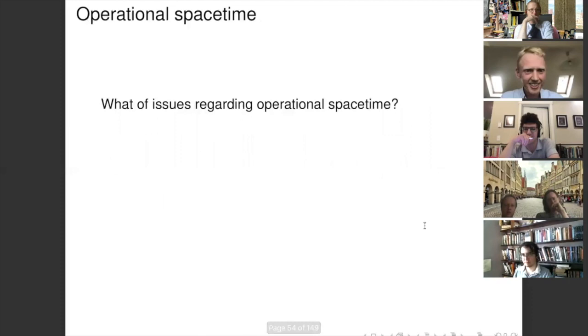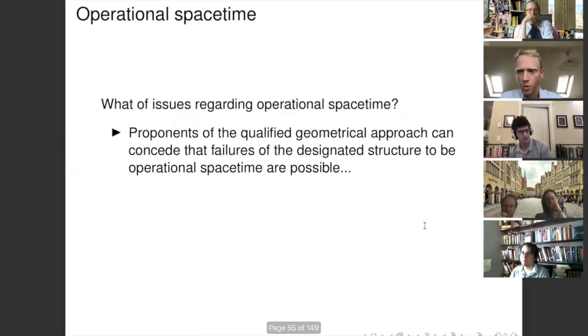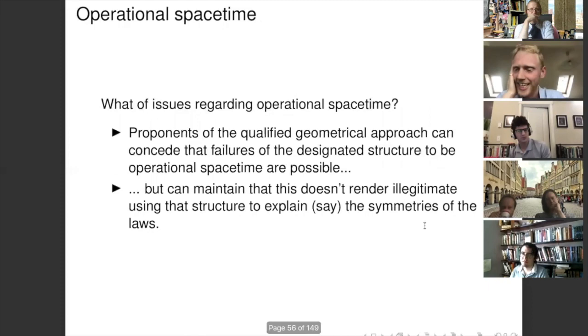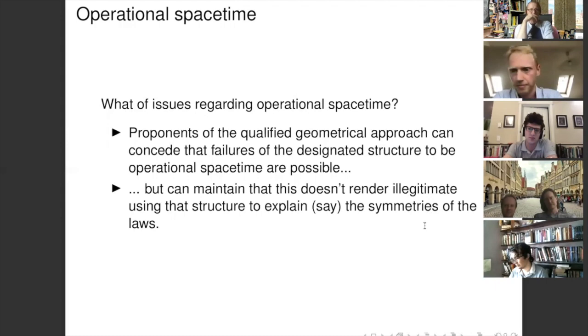What about these issues of operational space-time, cases in which we do have symmetry coincidence, but nevertheless our rods and clocks aren't reading off intervals of the given piece of structure? Well, I think proponents of a qualified geometrical view should just concede that this is possible, but maintain that they can still use that piece of structure to explain certain facts about the dynamics. Namely, you can appeal to the Minkowski metric to, say, explain why dynamical equations have a certain form with certain symmetries. They're not seeking to explain everything. They're just saying, look, I can use this piece of geometrical structure to explain some things, in particular the symmetries of the laws.